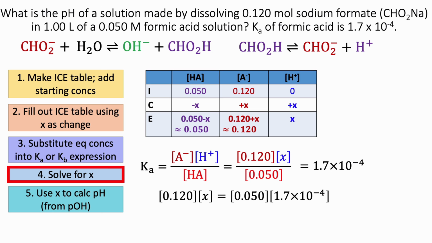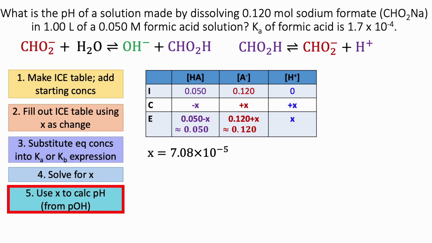We multiply through by 0.050, and then divide through to get x equals 7.08 times 10 to the minus fifth, and this being very small is going to show that yes, we could take the shortcut. What we're going to do now is use our x to calculate the pH. X equals the H plus concentration, so all we have to do is take the negative log of it, and what we get is 4.14.